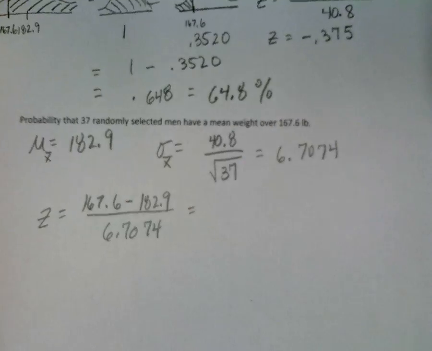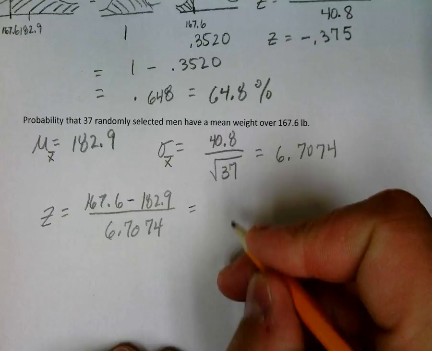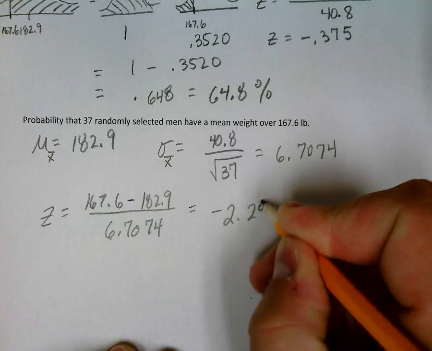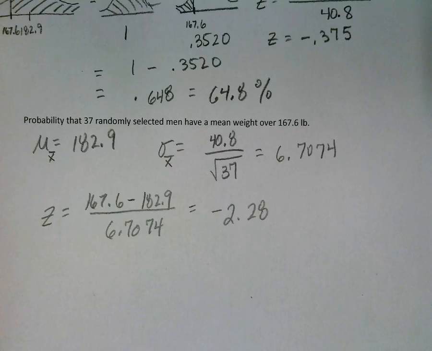Okay, so now when we compute that z-score, we get negative 2.28. So notice that we're further away from the mean. Our standard deviation is much different than when we were selecting one person.